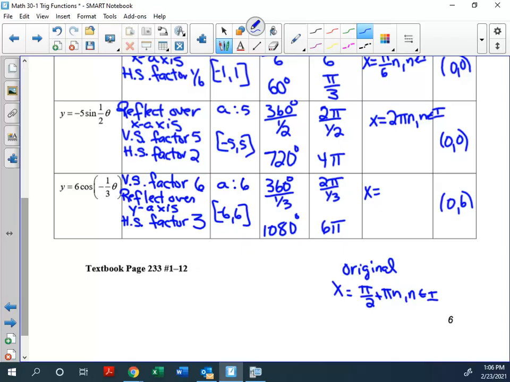So I'm looking at my original. I just multiply everything by 3. 3 pi over 2 plus 3 pi n, n an integer. Stretches are easy. They do exactly what you think they're going to do as long as you think about the b value being a reciprocal. Very straightforward.